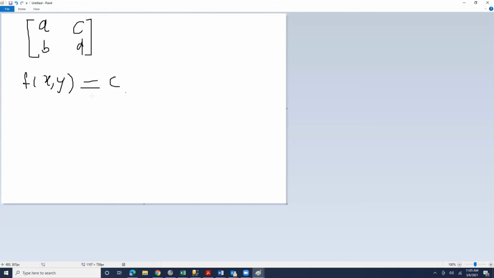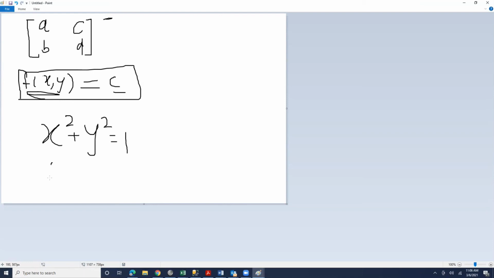How many of you are familiar with this notation f of x comma y equal to c? If you are not familiar, let me know. This is a function in two variables equal to some constant. Something like x square plus y square equal to 1.